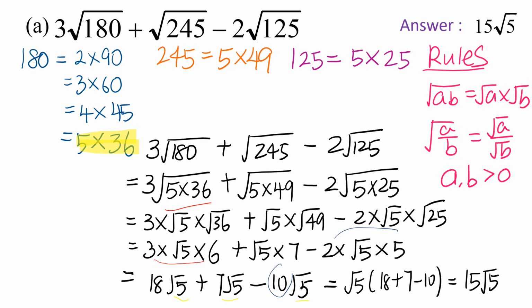So usually we will write the number in front of the surds. So even though you have 15 times square root 5, the normal presentation would be the number in front of the surds. Okay, so this is how you do questions on simplifications of surds.